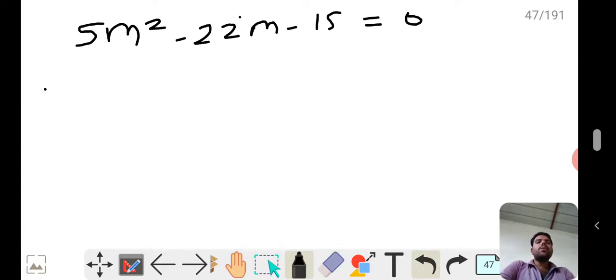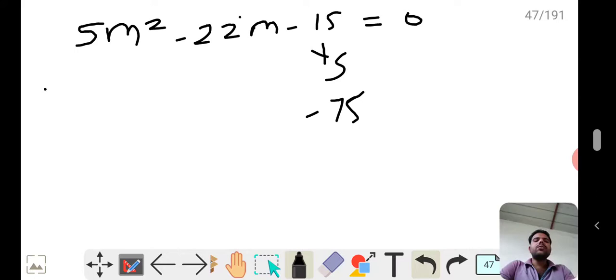In the first four cases we have seen that the coefficient of x square is 1 in all cases, but here the coefficient of m square, that is x square, we can take variables like letters from a to z. Here the coefficient is 5, so we have to modify certain steps, such as we have to multiply this 5 to this constant, so we will get minus 75.